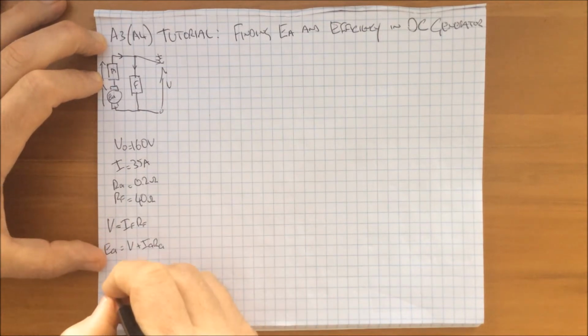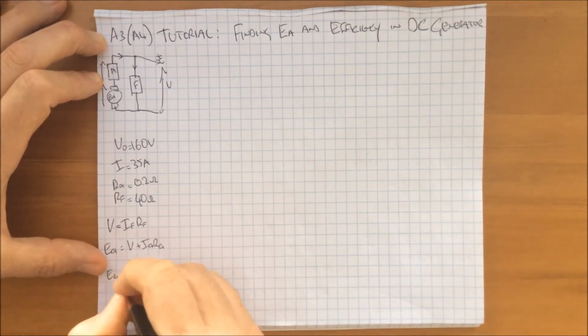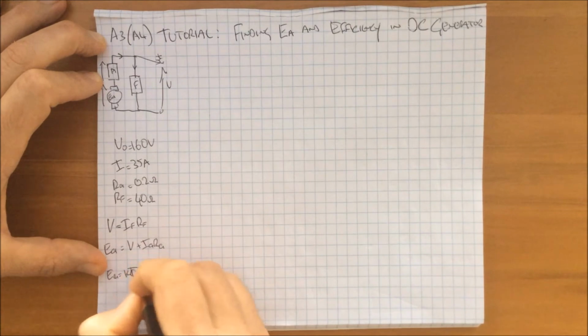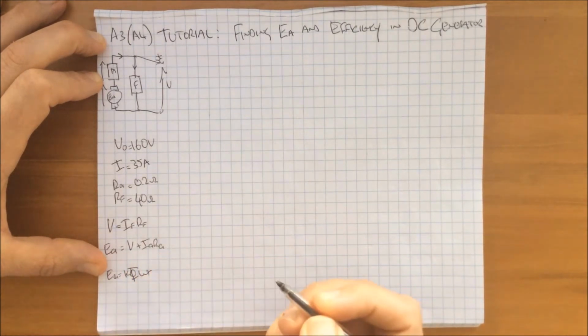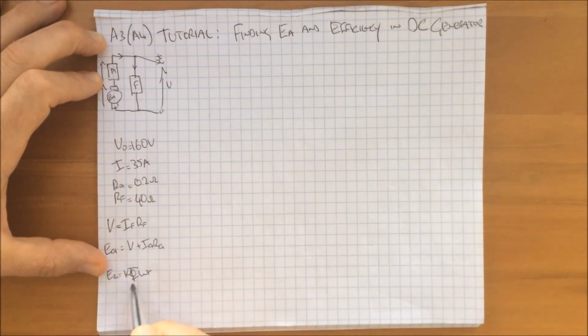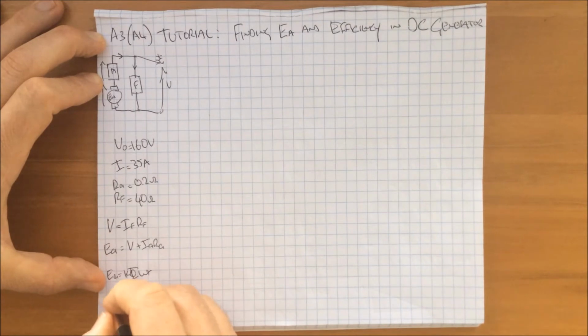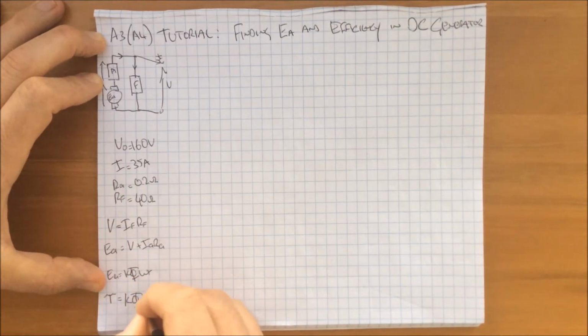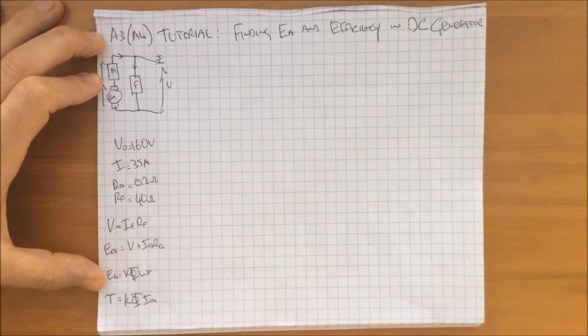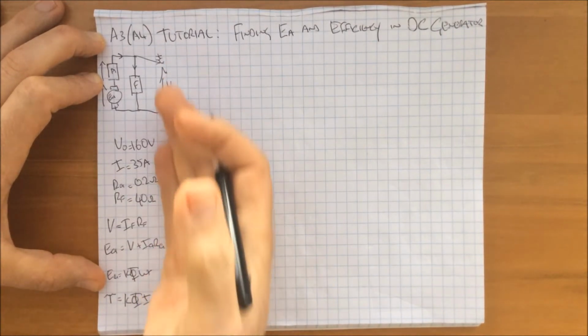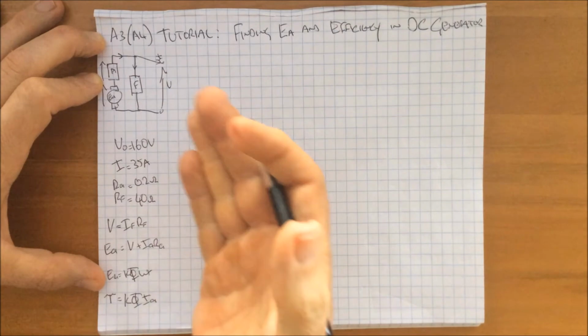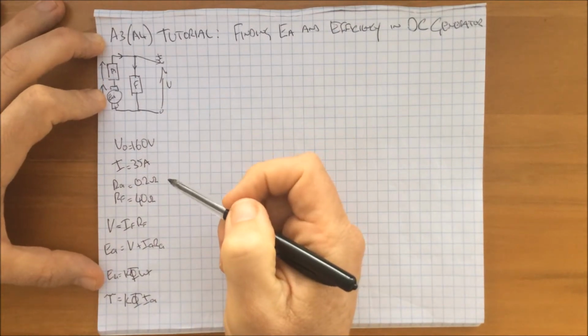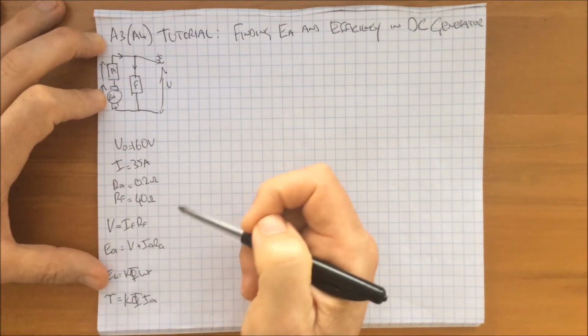We also know that this voltage is the product of the machine constant, the flux, and the rotational speed, and that torque is the product of K phi and the armature current. So these are the equations we're going to use in order to find out what this voltage is and then how efficient the machine is.